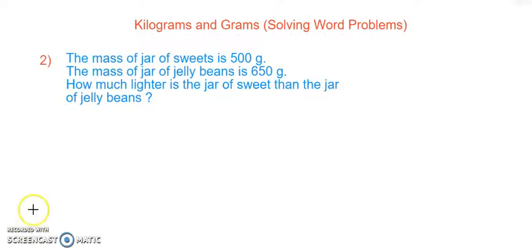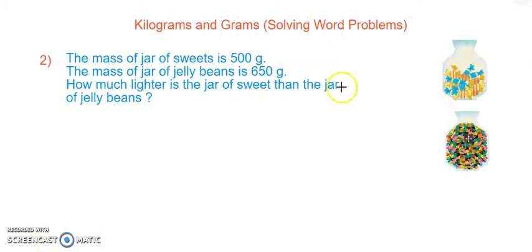The problem says the mass of jar of sweet is 500 grams. The mass of jar of jelly beans is 650 grams. How much lighter is the jar of sweet than the jar of jelly beans? Okay, this is the jar of the sweets and this is the jelly beans jar. So the first one is, as we read here, 500 grams, and the second is 650 grams.